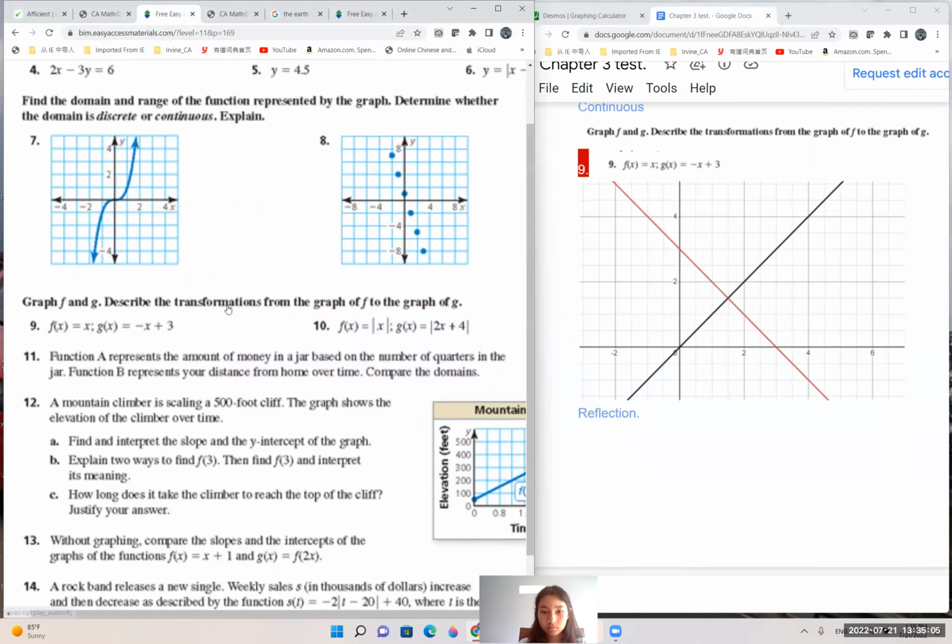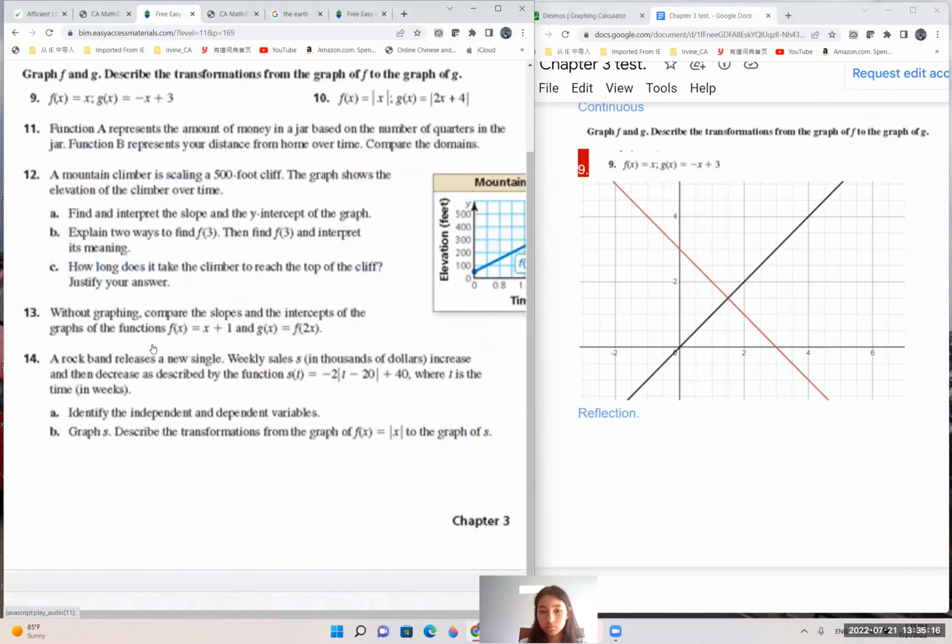Graph describe transformation from this to this. Reflection in x. Okay, let me just tell you. You can go to check the textbook. You can say it's reflection, but it's not so simple.